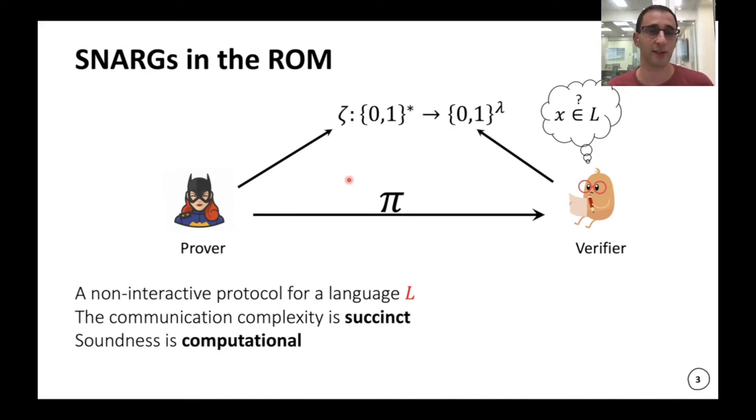And to get succinctness, we have to sacrifice something. What we're sacrificing is the information theoretical soundness, and we're going to settle for computational soundness. So what is computational soundness in the random oracle model? Both the prover and verifier have a common resource, a truly random function. It eats arbitrary strings and outputs a string of length lambda.